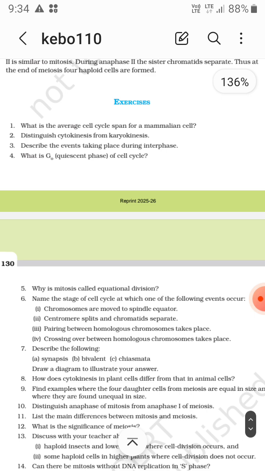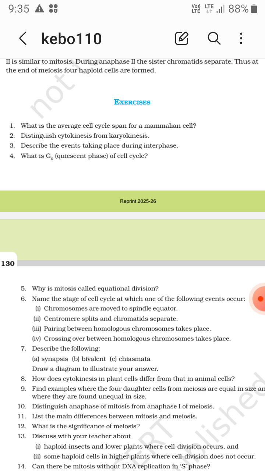Now the exercise: what is the average cell cycle span for a mammalian cell? I think 24 hours is given in the NCERT. Distinguish cytokinesis from karyokinesis. Karyokinesis is the division of the nucleus, the nuclear material, the chromosomes. And cytokinesis is the division of the cytoplasm, right? Cytokinesis occurs after karyokinesis is done.